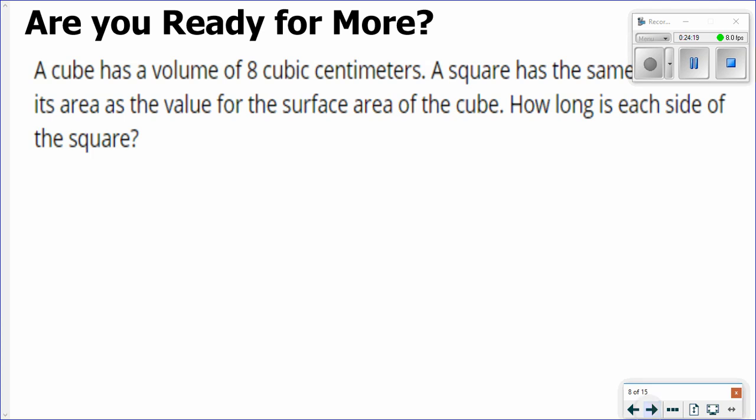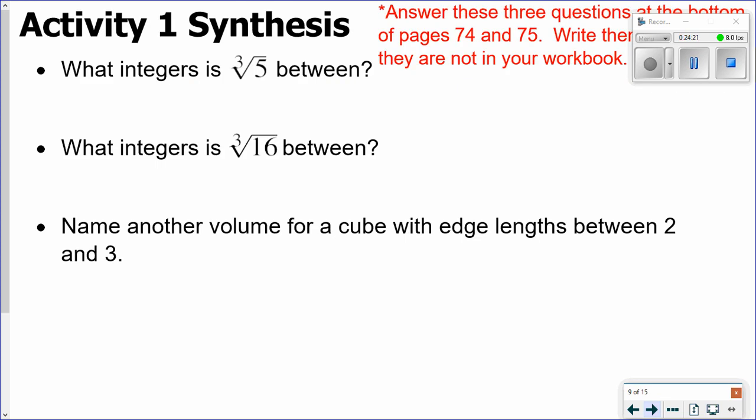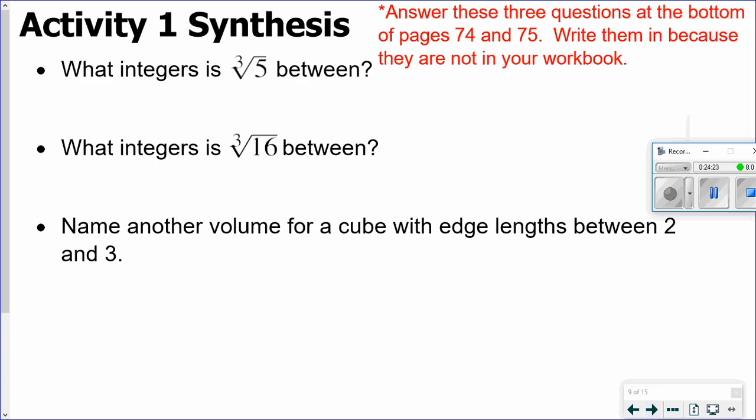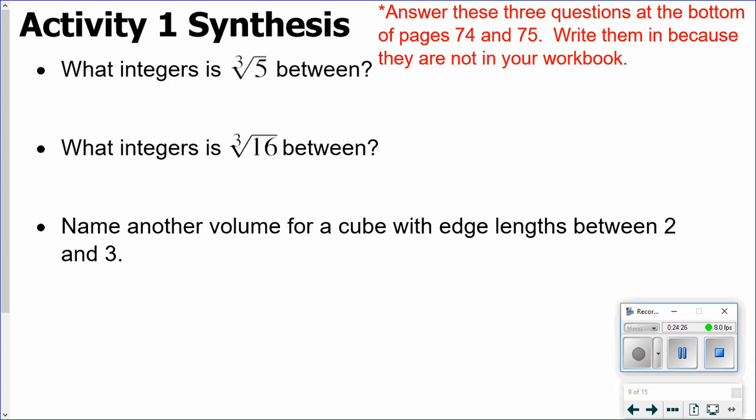Okay, we're going to skip the Are You Ready for More today. These 3 questions are not in your workbook, unfortunately, but you do have a little bit of workspace at the bottom of page 74 and the bottom of page 75. Please do not take up all the space on page 75, because you are going to do the card sort next in just a moment. So you'll need to leave some space on page 75 to write down notes and things from the card sort. But any little space at the bottom there that you can utilize. Let's practice a little bit more with cube roots and approximating.